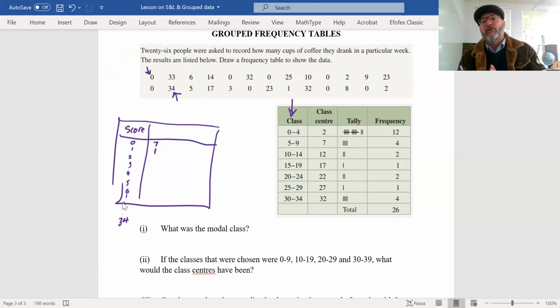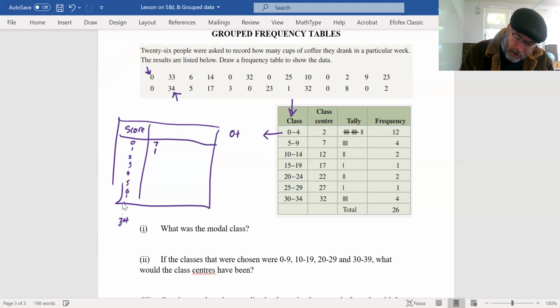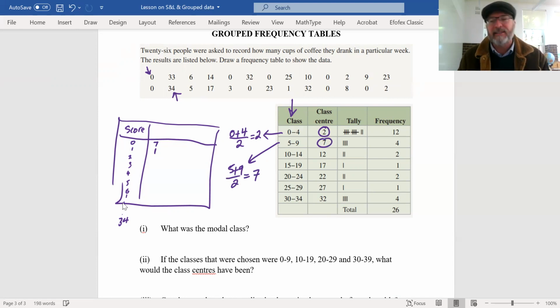Because later, when we try to do the mean from that, we need to know what the class centres are. And when we do histograms, we need to know the class centres. So to work out the class centres, you simply take the lower and the upper ends of each class and divide by 2. So that's why I got a class centre of 2 there. But this one is 5 plus 9 on 2. It's 14 on 2, which is 7. So that's where I got a 7 from there.